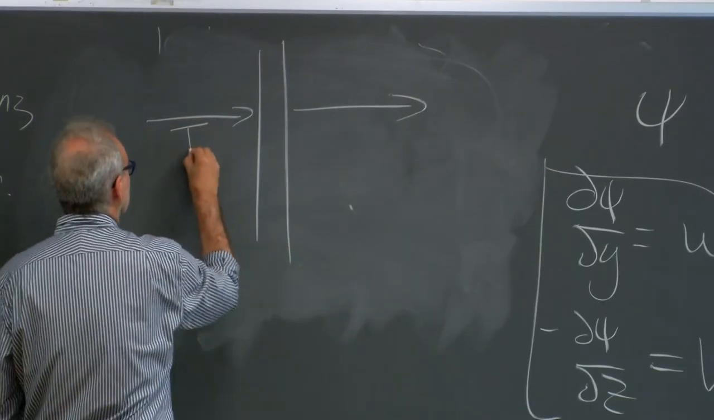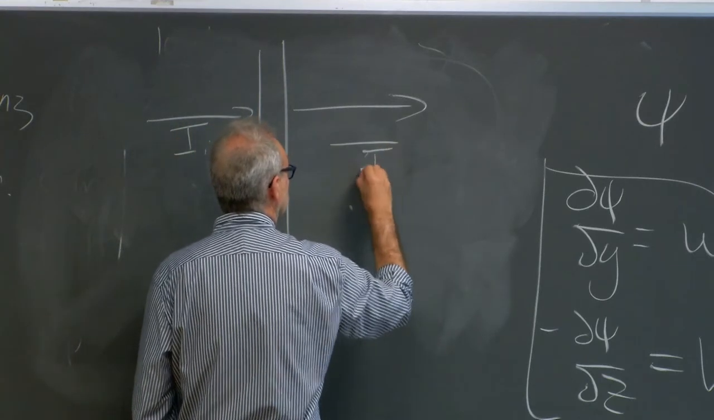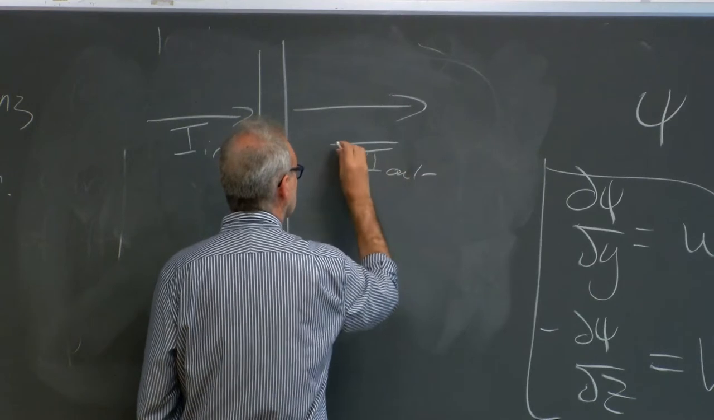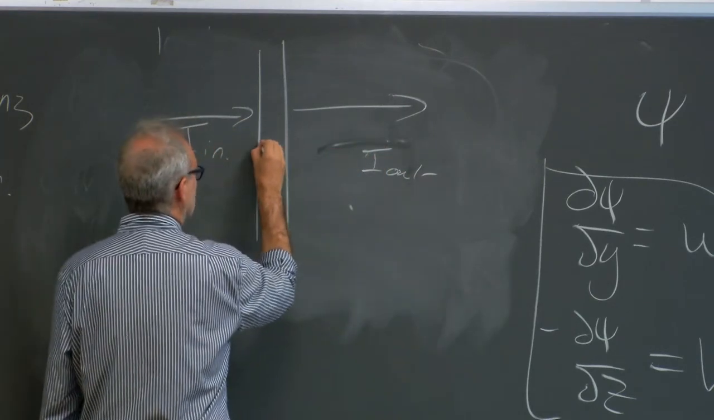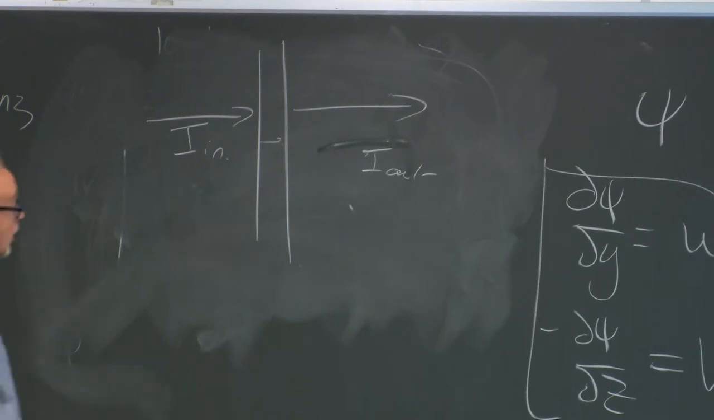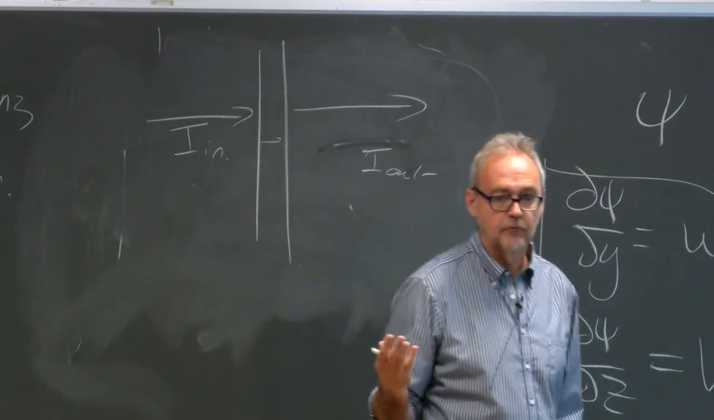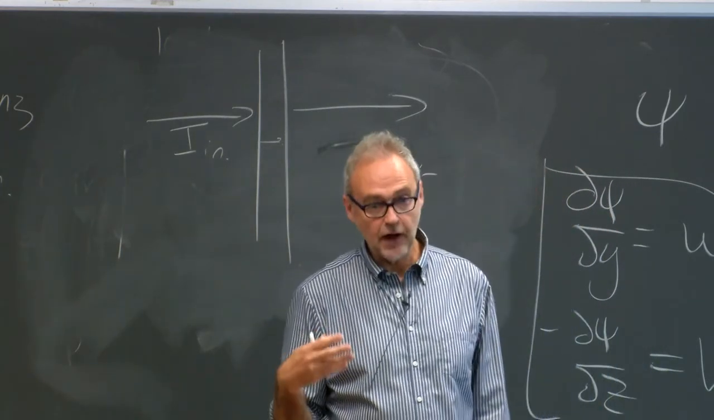Imagine we've got some incoming solar radiation here, outgoing solar radiation out here, and some of it will be absorbed in here. And radiation is an incredibly complicated subject, but it's fairly well understood.